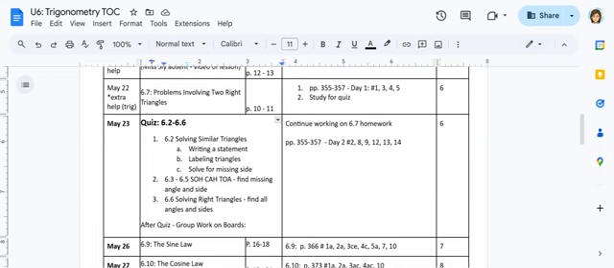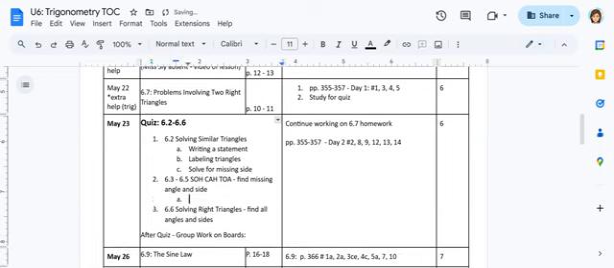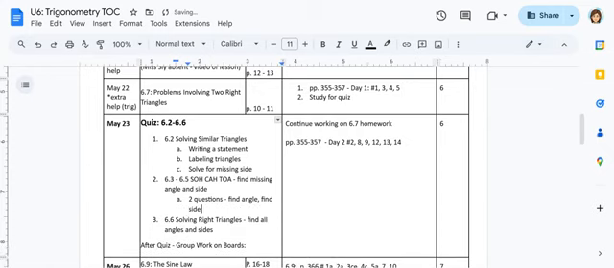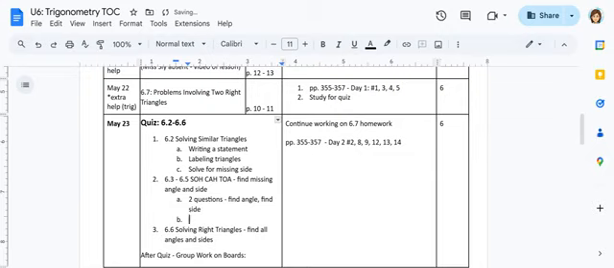Next, SOHCAHTOA. For this one, for the level 3 question, there are going to be two questions. It's going to be find angle and find side. So two separate triangles. One of them will say find angle whatever. The second one will say find side whatever. Got it?